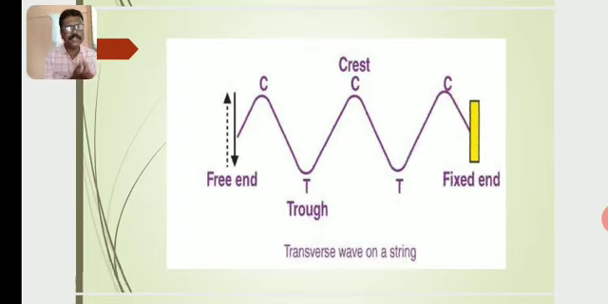where the particles in the rope or string vibrate perpendicular to the direction of propagation of the disturbance, which forms a series of crests and troughs. Here C indicates a crest and T indicates a trough. So that means the nature of propagation of a transverse wave.